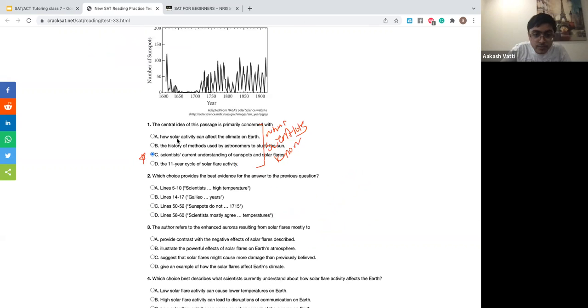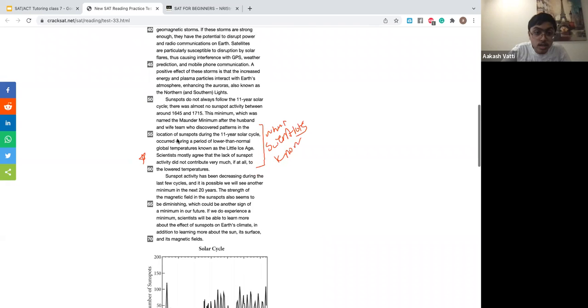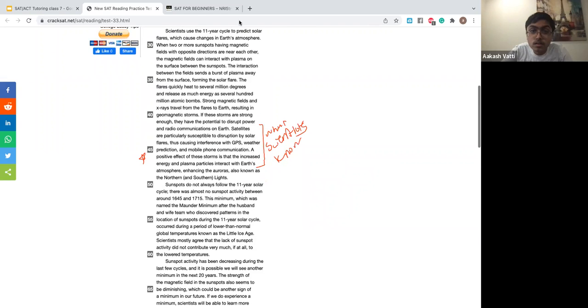And 58 to 60 is right here. It basically says climate not affected. And that doesn't help our answer either. Therefore, the only answer is A.